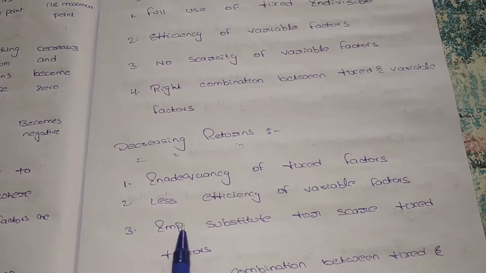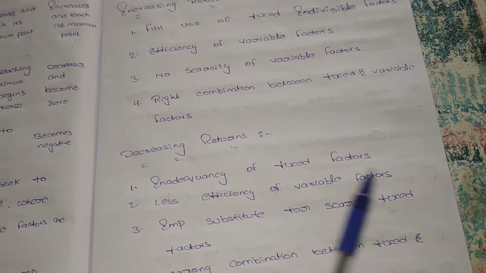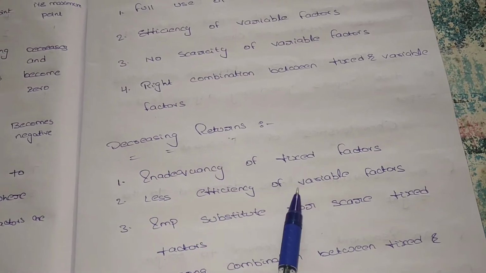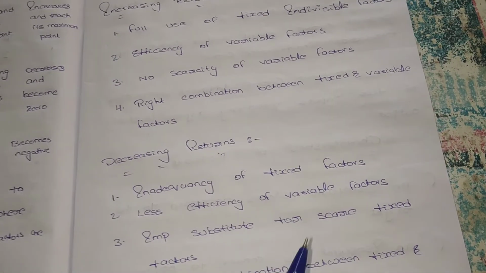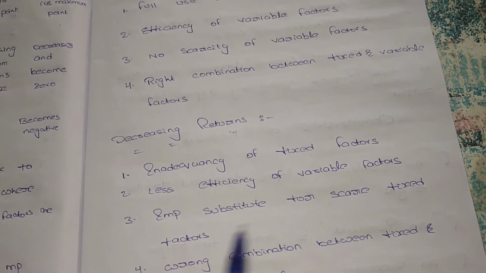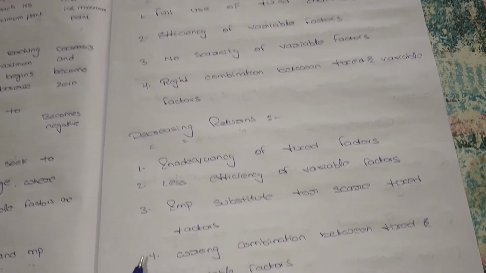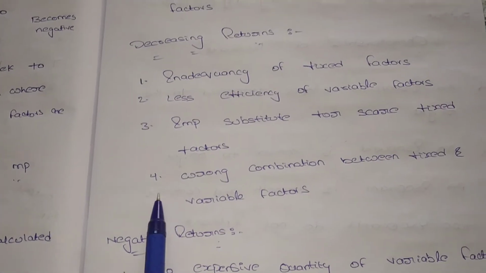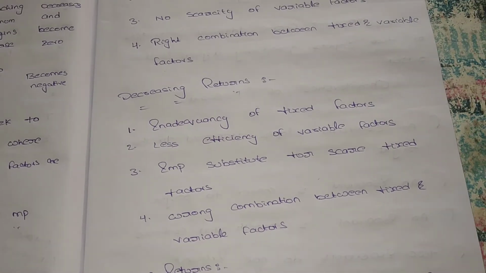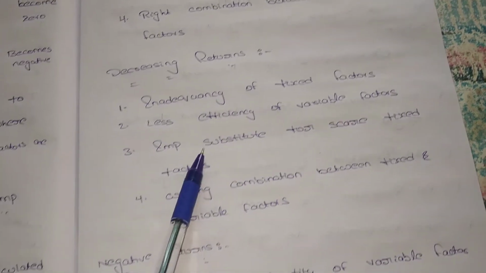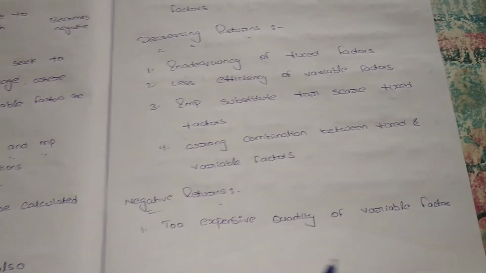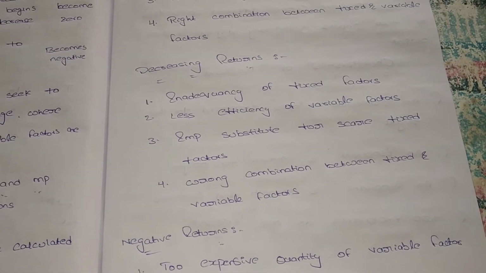In decreasing returns, there is inadequacy of the fixed factor, meaning it is insufficient, and less efficiency of variable factors. We are not using variable factors efficiently. There are imperfect substitutes for the scarce fixed factors. So there is a wrong combination between fixed and variable factors, and that is why returns are decreasing. In negative returns, there is too expensive a quantity of variable factors; the cost of variable factors is too high.